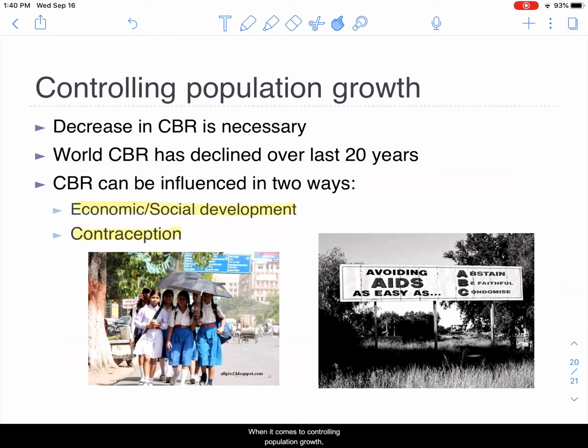When it comes to controlling population growth, most demographers would agree that a decrease in the crude birth rate is necessary. And the world's crude birth rate has been declining over the last 2 decades, which is good news. The two main ways in which the birth rate can be influenced are economic and social development. So more economic opportunities for people, advances in education, more people choosing to pursue careers and put off having families till a little later in life, even by 5 years, can lead to a crude birth rate drop of 2 children per family. The other is contraception and access to medical family planning.